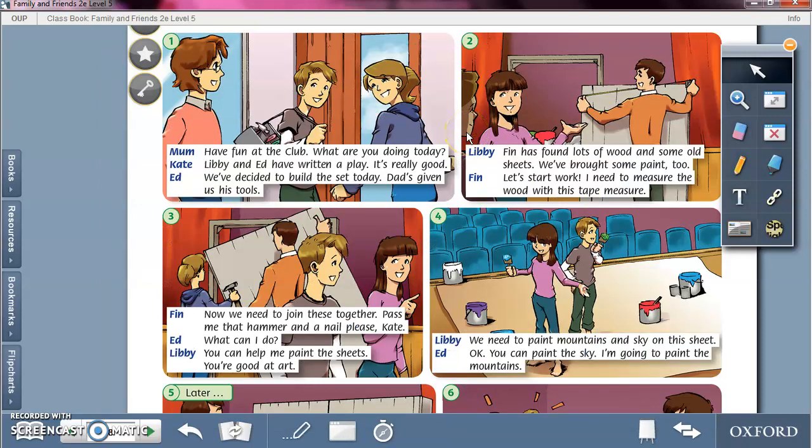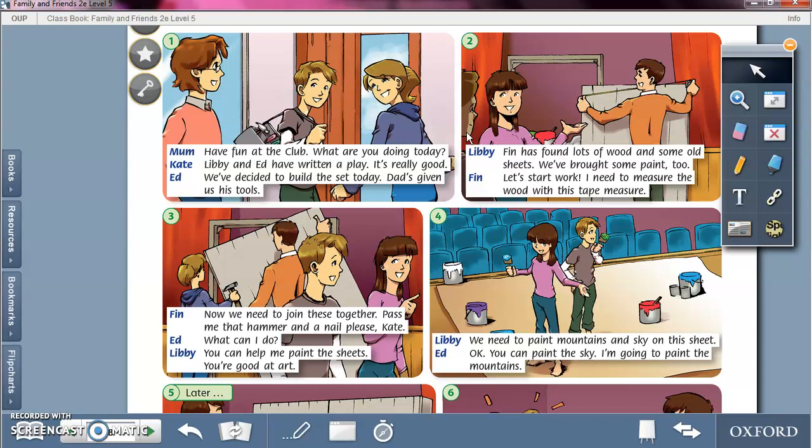Okay, I will read the lesson again. Listen carefully, please. Have fun at the club. What are you doing today? Libby and Ed have written a play. It's really good. We've decided to build the set today. Dad's given us his tools.